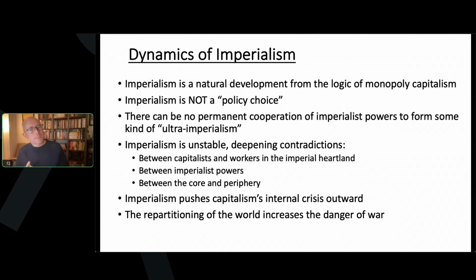But because the entire world, as we said, is already divided, new rivals can only rise by taking something from existing powers. Crisis can only be overcome by war in the long run. And that's what Lenin meant when he talked about the inevitability of inter-imperialist war.